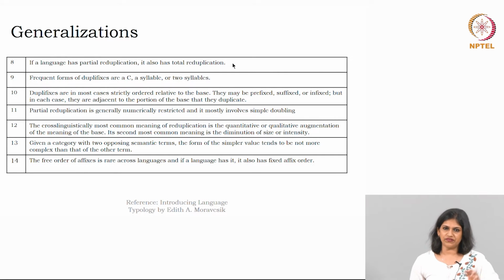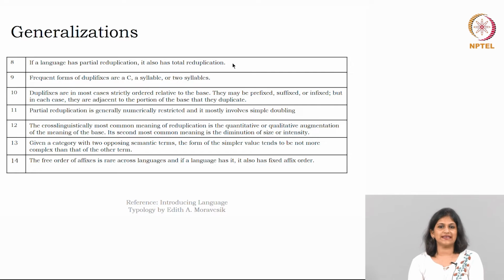This one is a statistical universal. You are not going to call it an absolute universal; rather it depends on which one is more frequent and which one is less frequent. So, a consonant is more frequently duplified, a syllable more frequently duplified, or 2 syllables together, that also more frequently duplified, but definitely not the vowels. Okay. So, that is the 9th generalization that we have in hand.